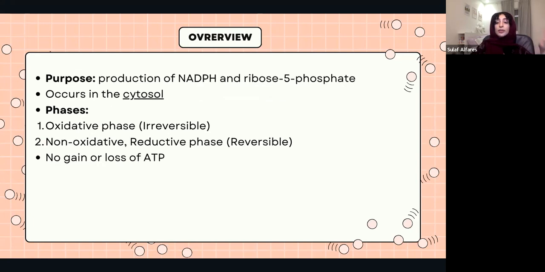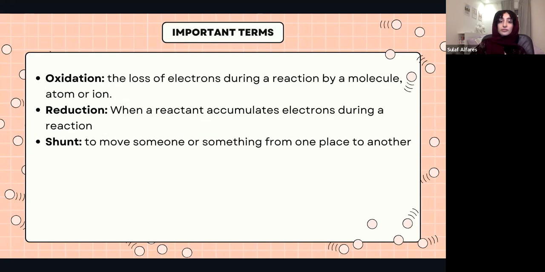The purpose of this pathway is to create two things. The first one being NADPH, and the second one is ribose 5-phosphate. Please remember those two things, very important. And we're going to discuss the benefit of each one of them in a bit. This pathway occurs in the cytosol, and it has two phases, and we're going to discuss them all in detail. The last important thing to keep in mind is that in this pathway, we're not going to gain or lose any ATP molecules, okay?